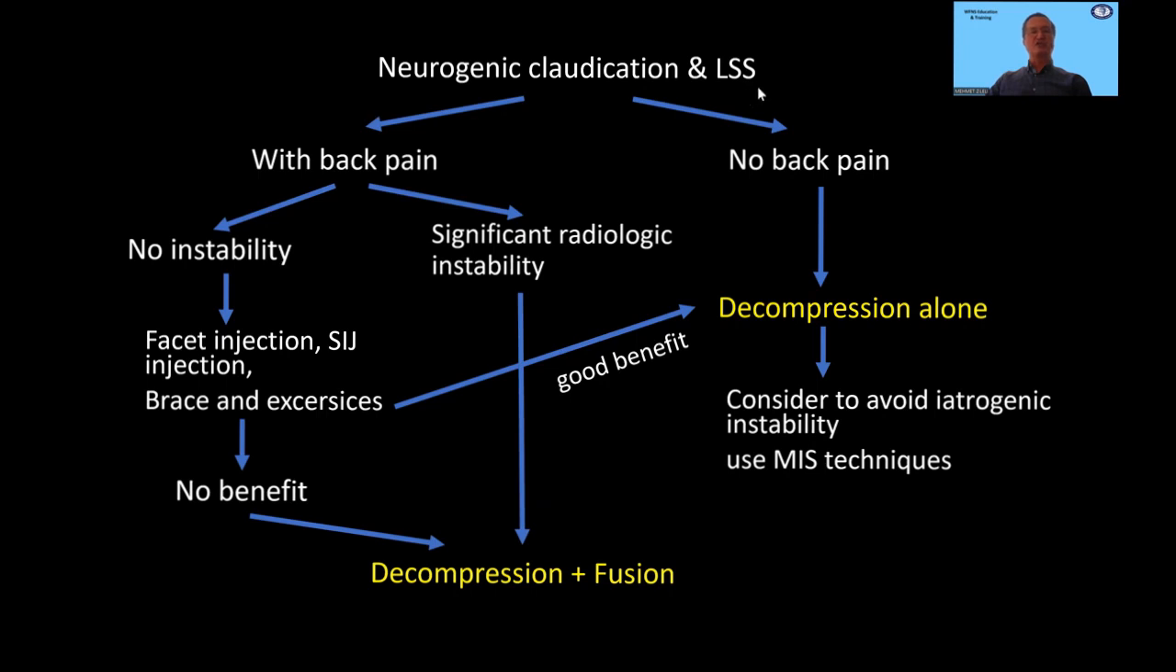This is what we are considering or suggesting for neurogenic claudication and lumbar spine stenosis patients. If there is no back pain, try to make decompression alone. If there is back pain and there is no instability in the radiological investigations, try facet injection, sacroiliac joint injection, brace and exercises. If there is no benefit, you can consider decompression and fusion. If there is a good benefit, you can consider decompression alone. And to avoid iatrogenic instability, try to use MIS techniques.